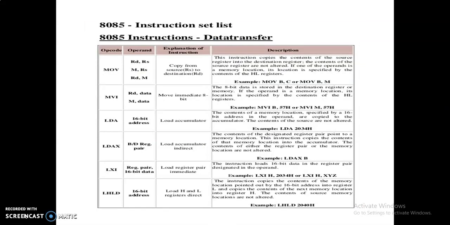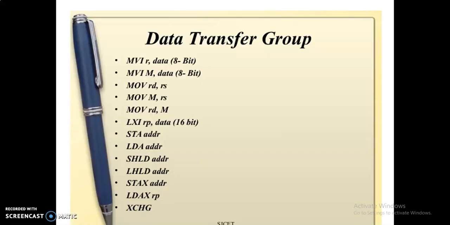So the data transfer instructions available in Intel 8085 are shown in this picture. The first one is MOV, second MVI (move immediate), and then LDA, LDAX (load accumulator indirect), LXI (load register pair), and LHLD (load HL register direct). These are some of the data transfer instructions in the Intel 8085 microprocessor. I show this list of data transfer instructions here.